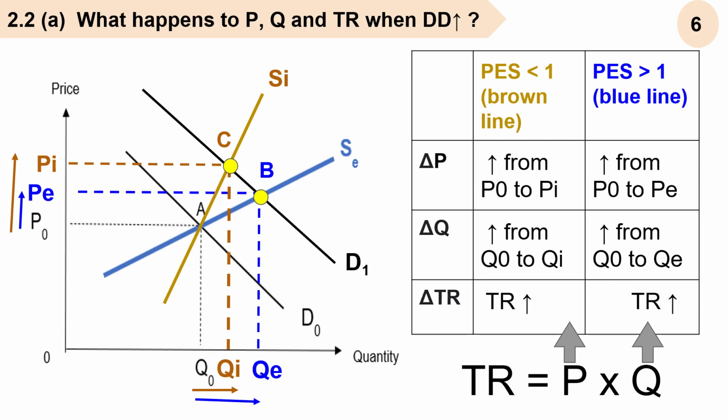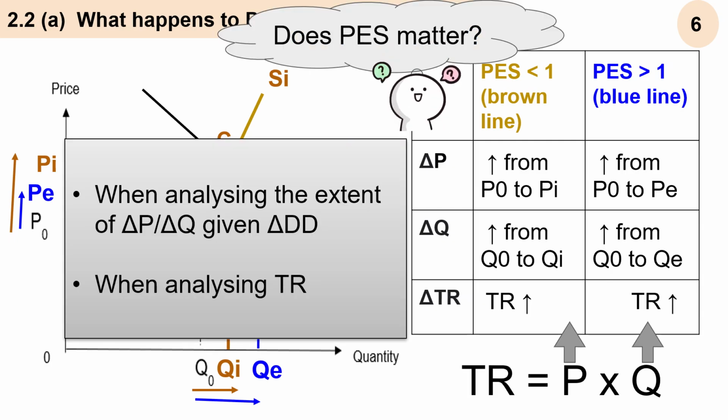Okay. So I will pause here. Y'all go home and think, does PES matter in these two scenarios? The first scenario is when you analyze the extent of change in price and change in quantity given a change in demand. And the second is when you analyze total revenue. So you go home and think about that. I'll pause here.